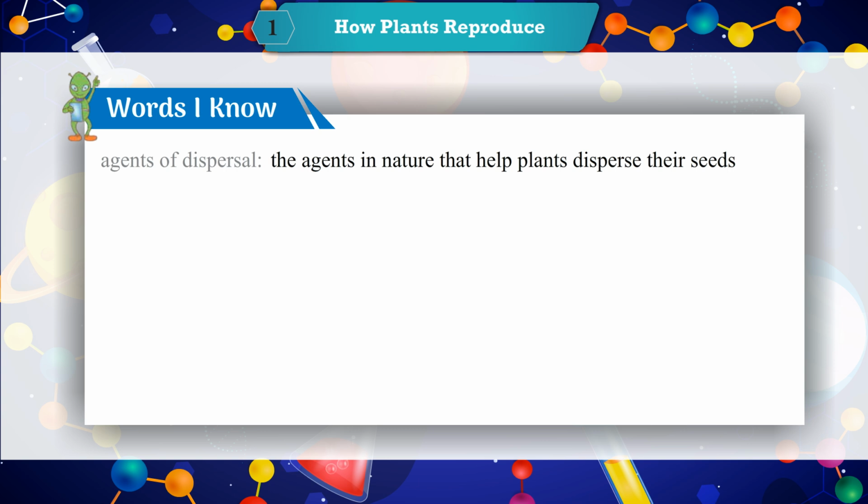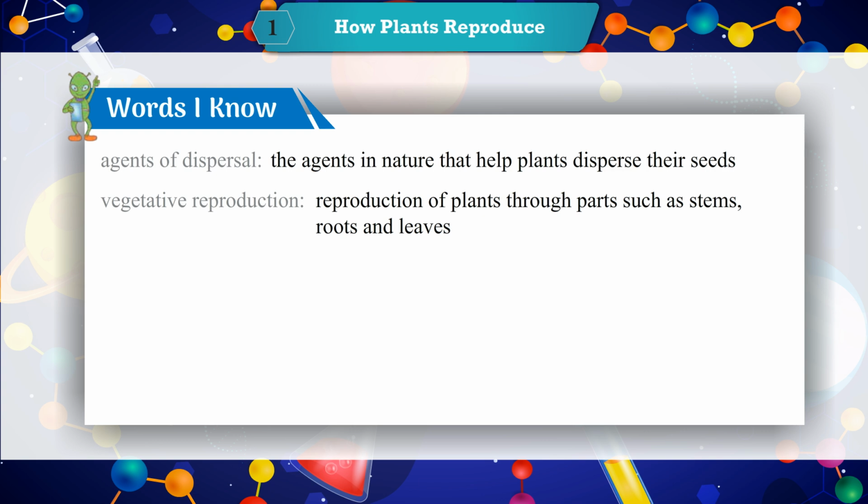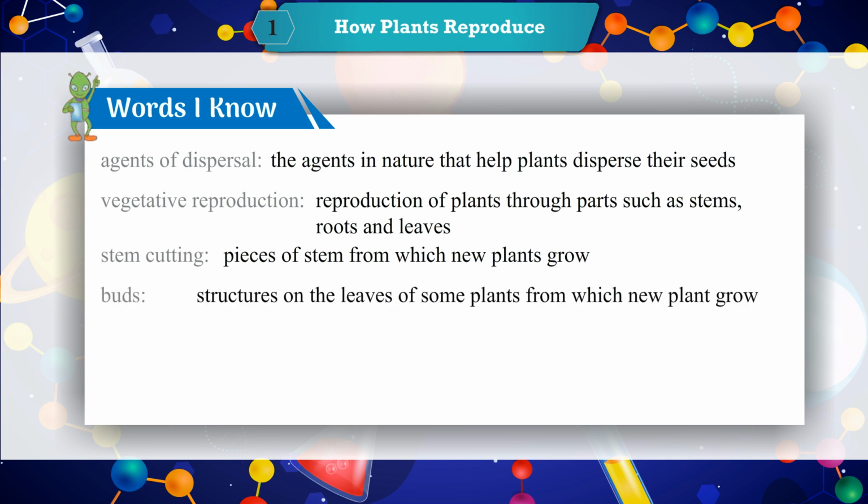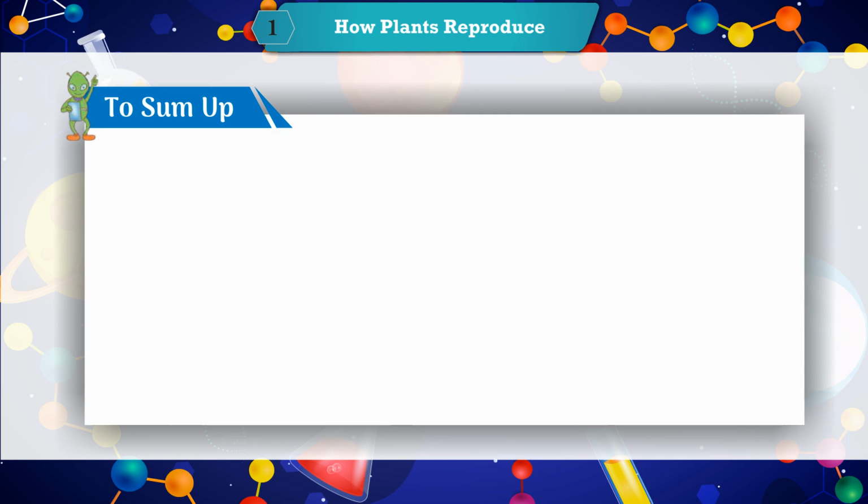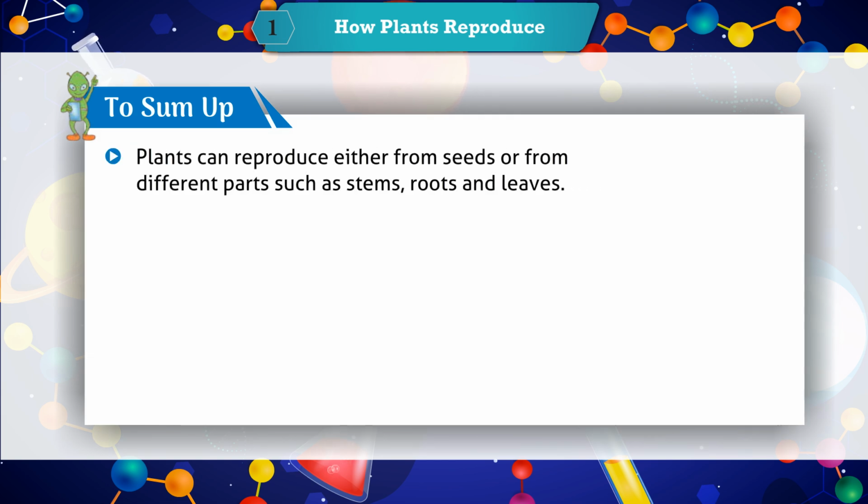Agents of dispersal, the agents in nature that help plants disperse their seeds. Vegetative reproduction, reproduction of plants through parts such as stems, roots, and leaves. Stem cutting, pieces of stem from which new plants grow. Buds, structures on the leaves of some plants from which new plants grow. Crops, plants that farmers grow. Weeds, unwanted plants.